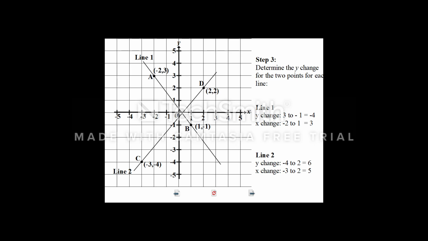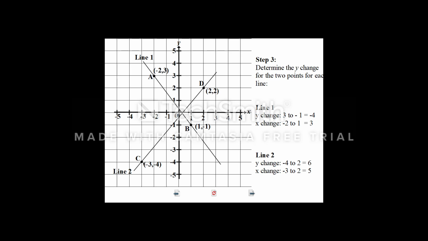And then similarly, if you look at the x change, we started on -2, and the x change should always be positive if you follow the instructions of always working from left to right. So we've gone from -2 and we've ended up on 1. From -2 to 1, as far as the x-axis is concerned, we've gone across 3. So our 2 changes are -4 on the y and 3 on the x. Let's do the same for line number 2.